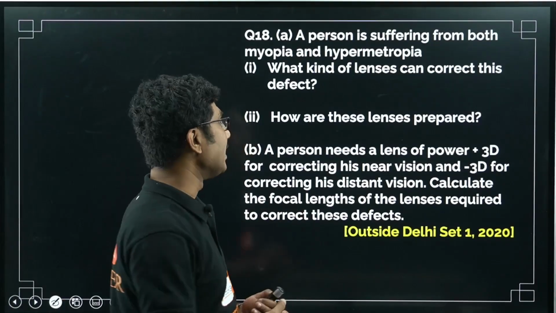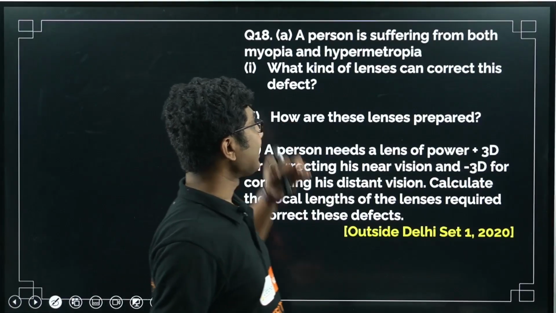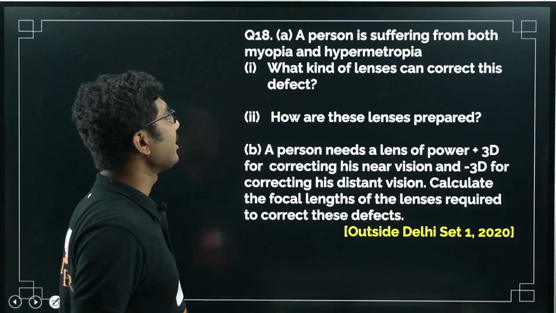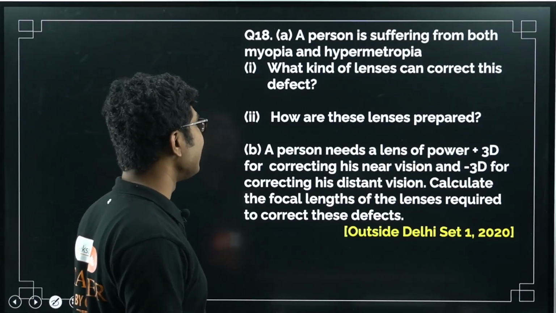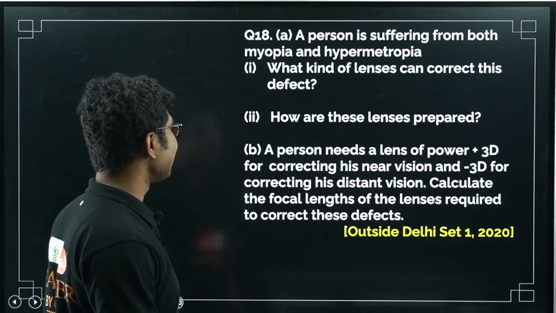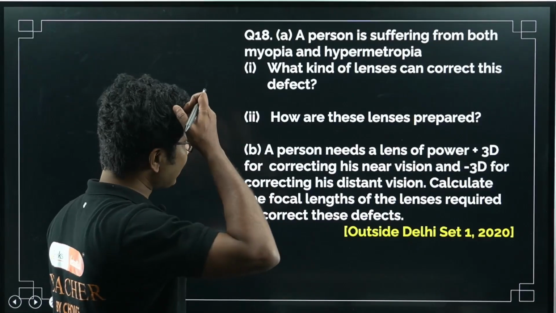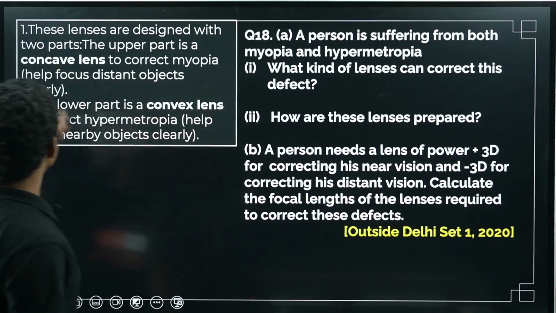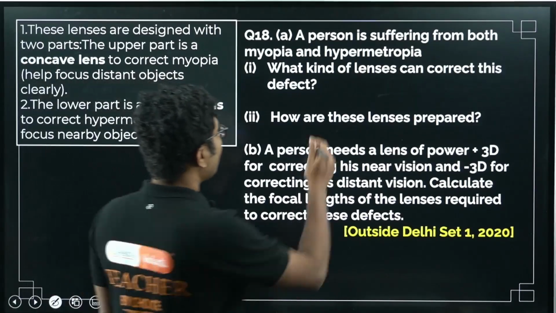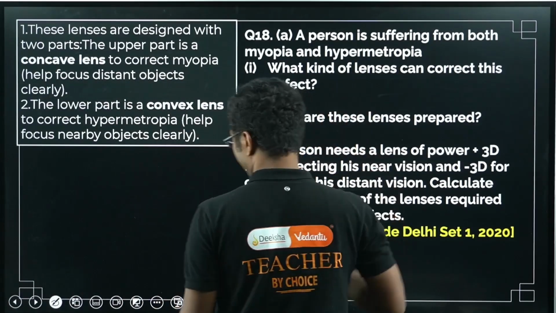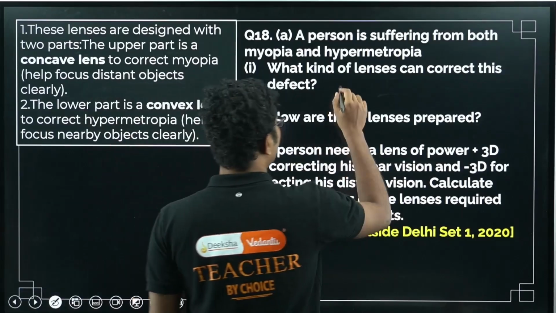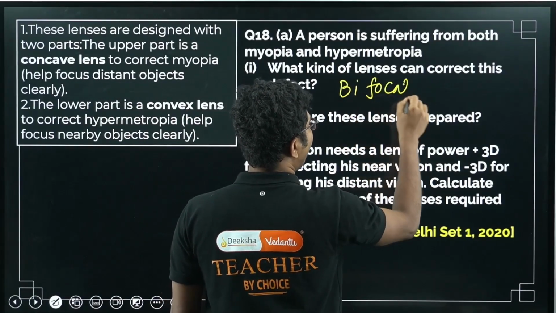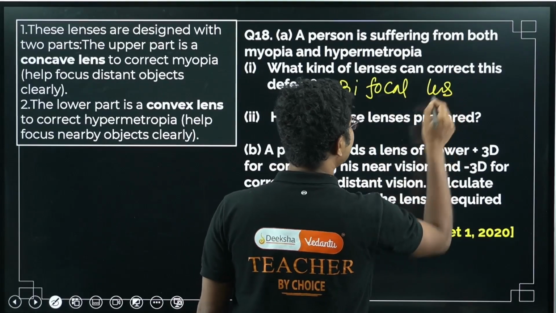The PDF will be available to you. A person is suffering from both myopia and hypermetropia. What kind of lenses can correct this defect? How are these lenses prepared? First of all, to correct this vision, you have to use a bifocal lens. Now, how are these lenses prepared?